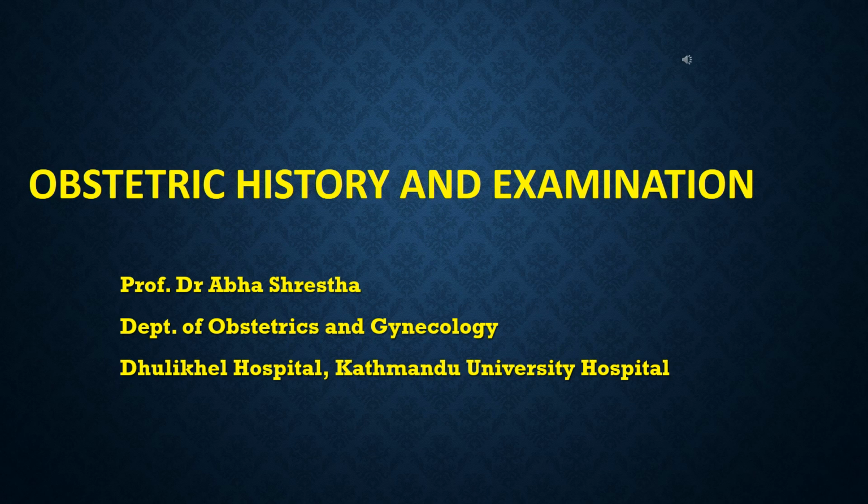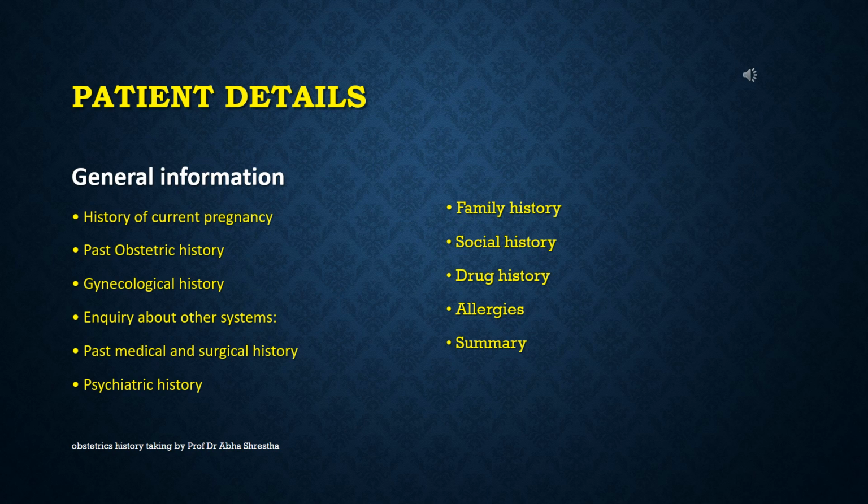Obstetric history and examination. First, the patient details, in which we should ask for the general information like history of current pregnancy, past obstetric history, gynecological histories, inquiry about other systems, past medical and surgical history, psychiatric history, family history, social history, drug history, history of allergies, and finally the summary of the history.